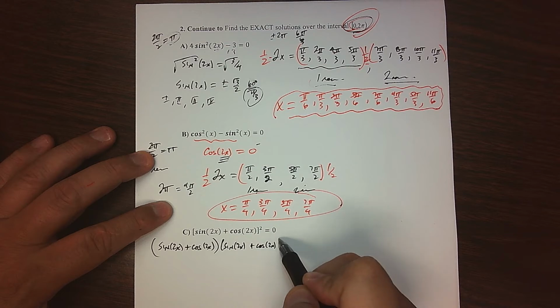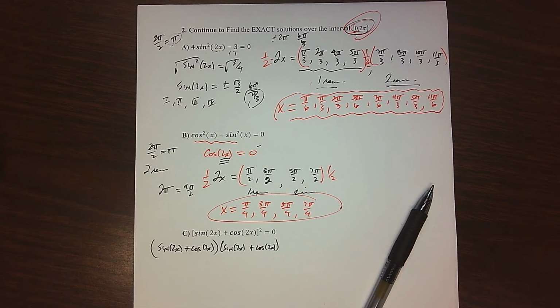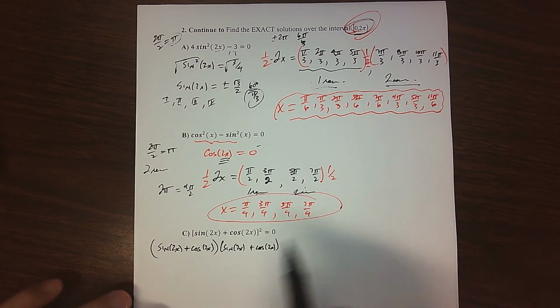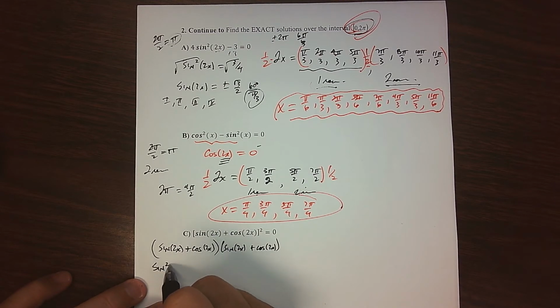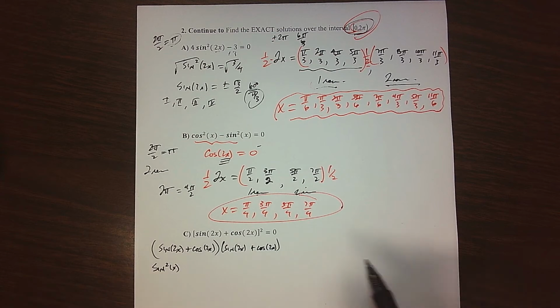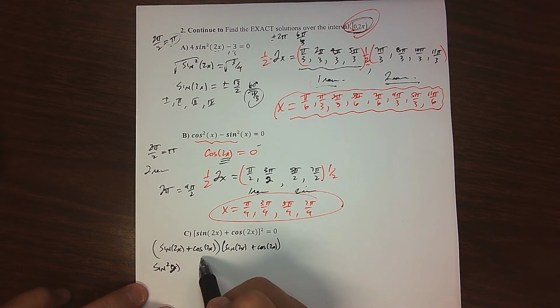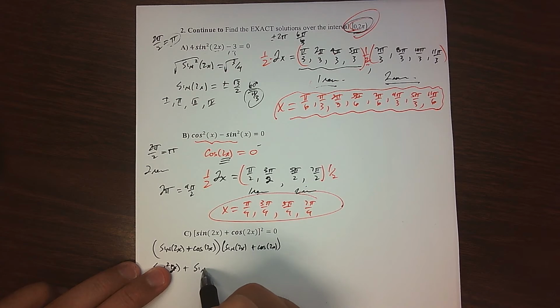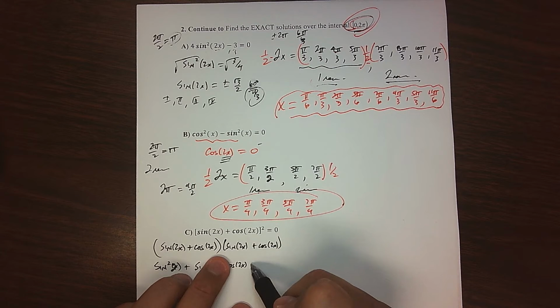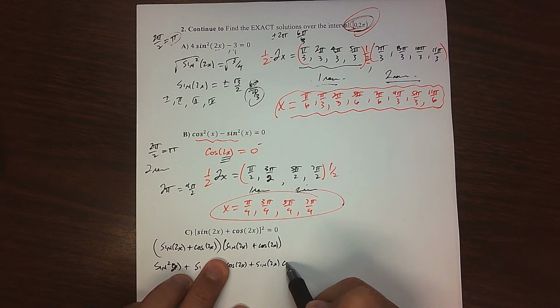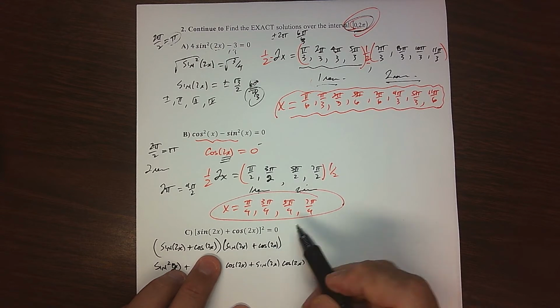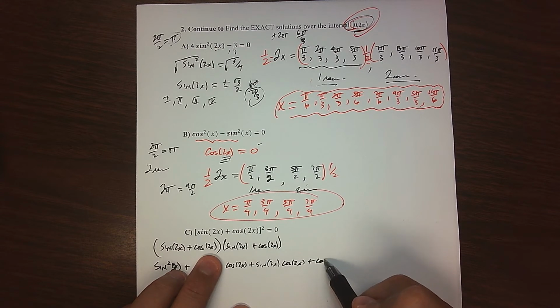So let's see if my idea takes us somewhere. If it doesn't, we'll just start over. All right, and so in this case, if we FOIL everything out, we end up with sine squared 2x plus a sine 2x cosine 2x. We have another, it's in a different order, but it's the same thing, sine 2x cosine 2x, and then plus a cosine squared 2x.